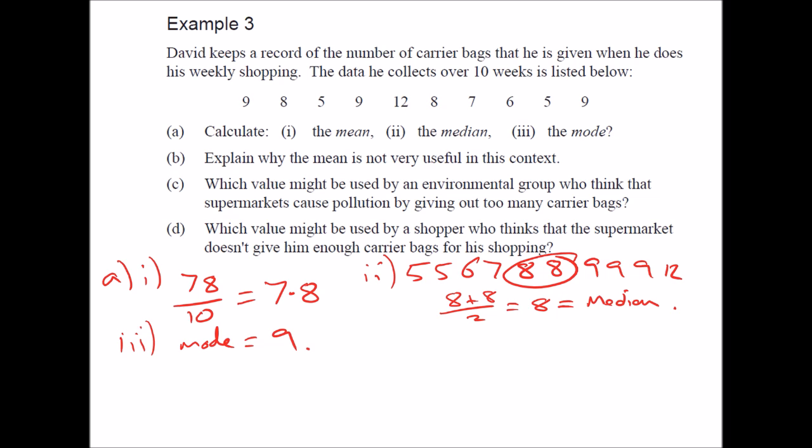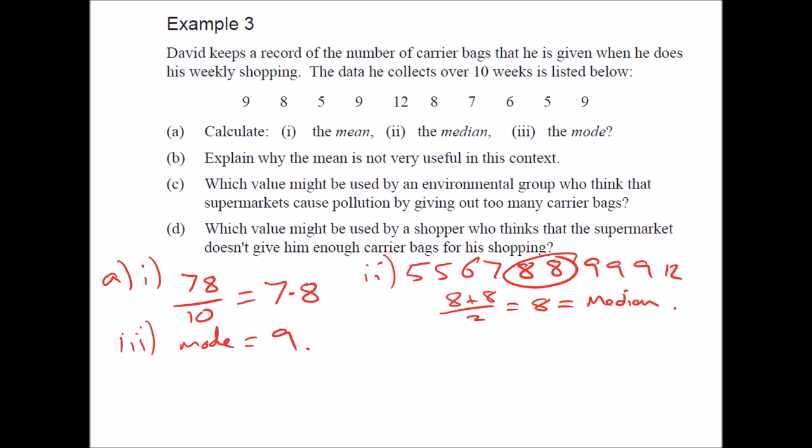Part C, which value might be used by an environmental group who think that supermarkets cause pollution by giving out too many carrier bags? Well, an environmental group has a vested interest in trying to show that it's too many bags. So what they're going to likely do is to use the largest of the 3 averages. So they would probably use the mode.